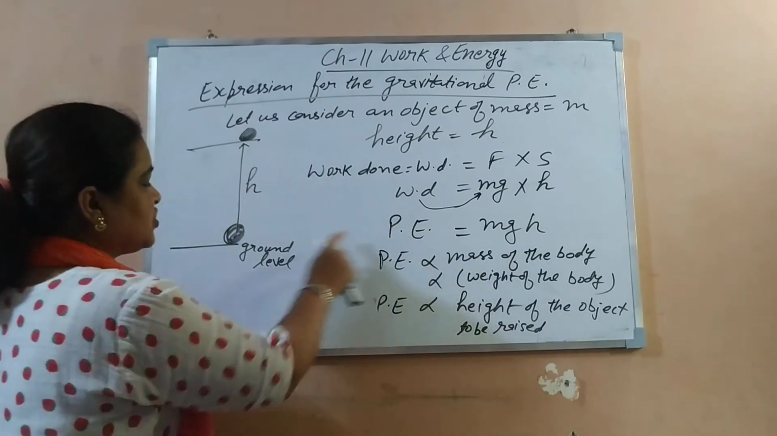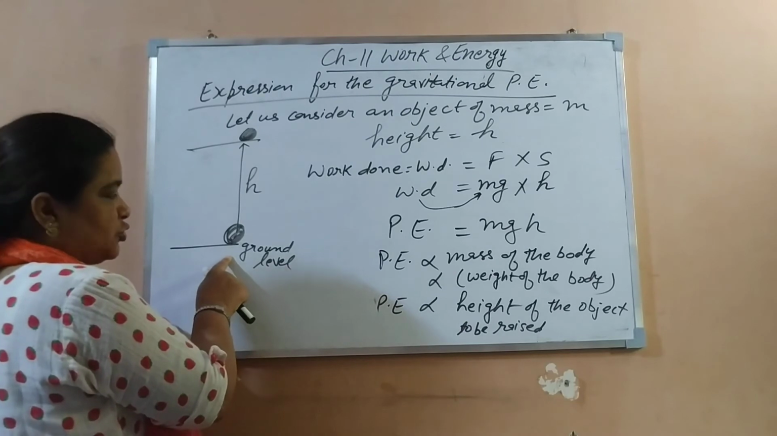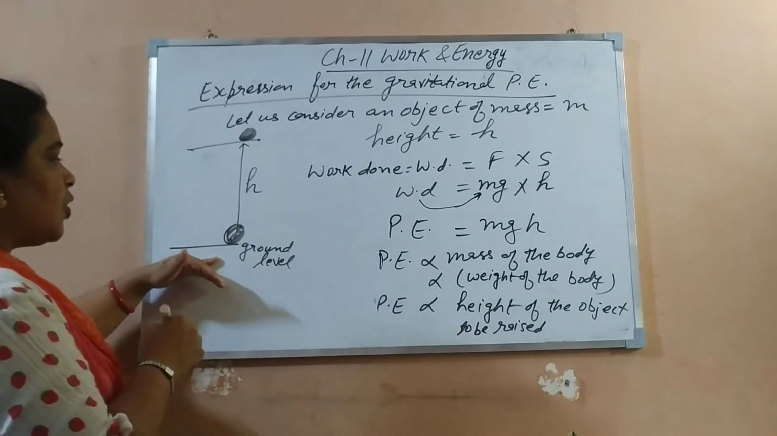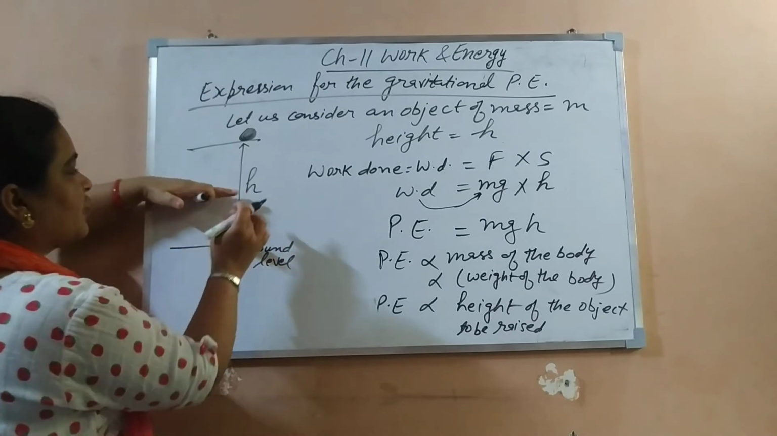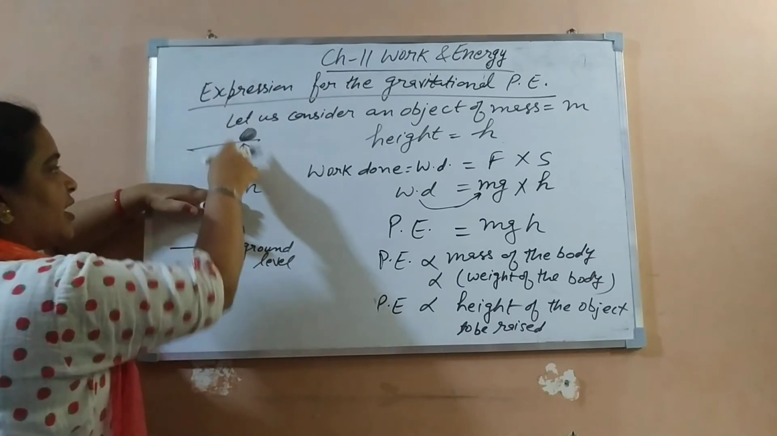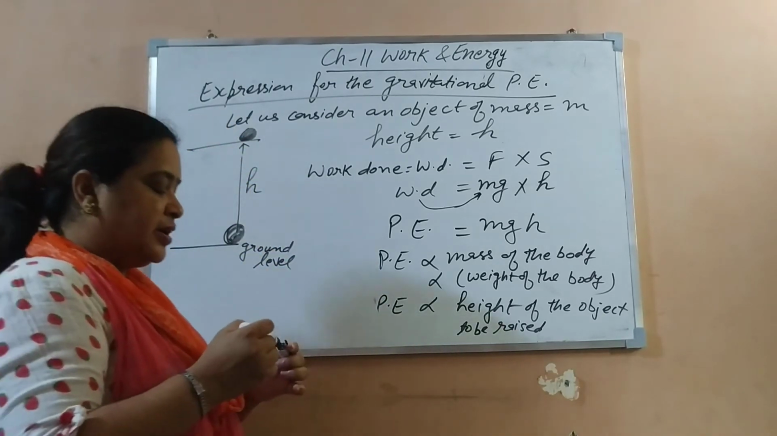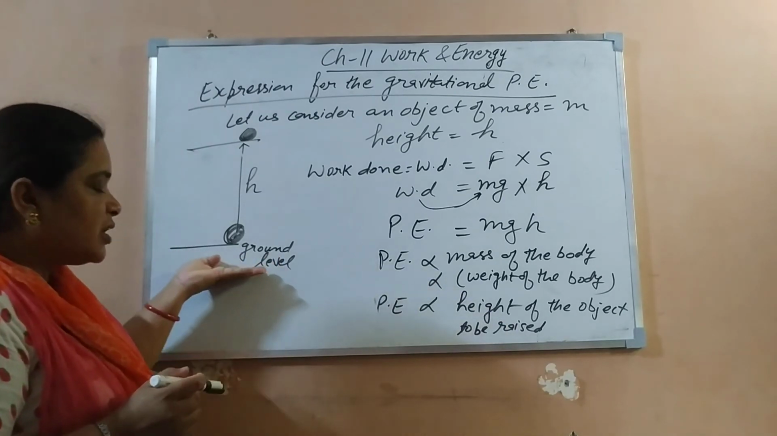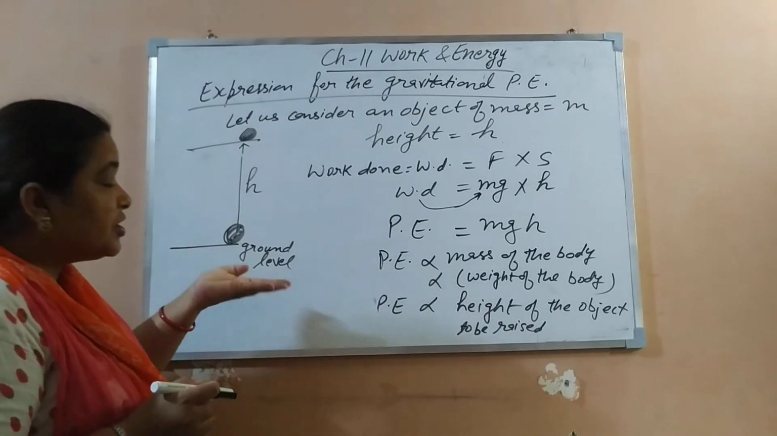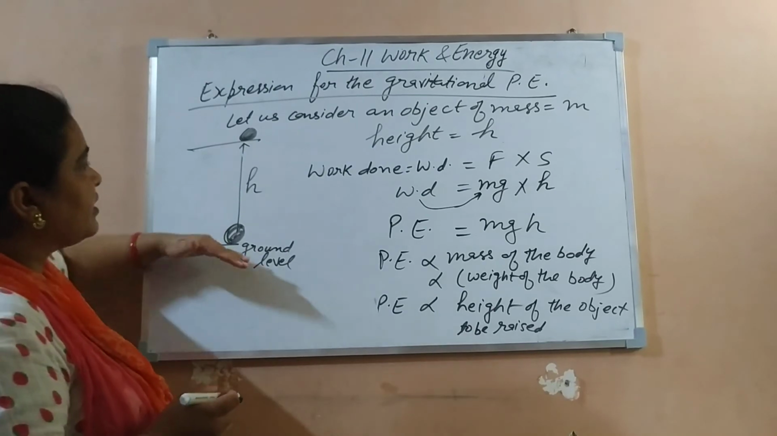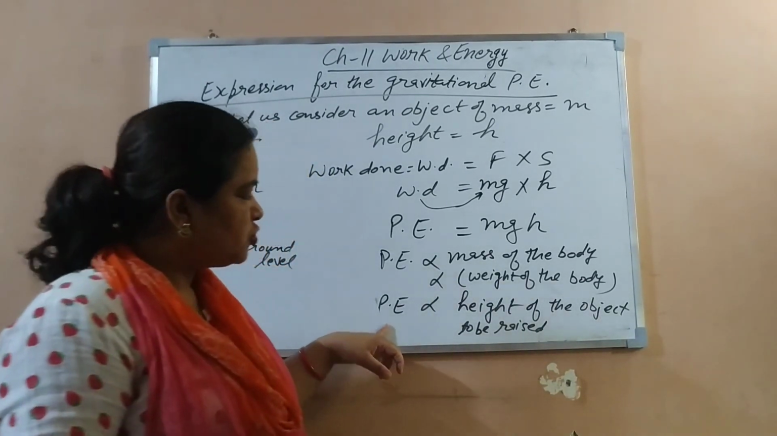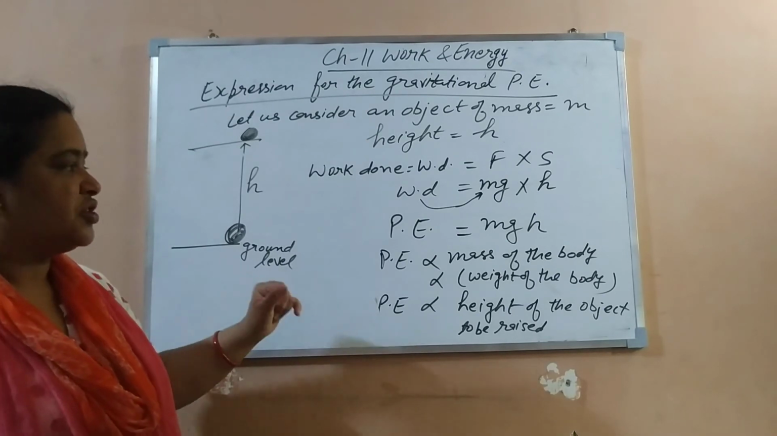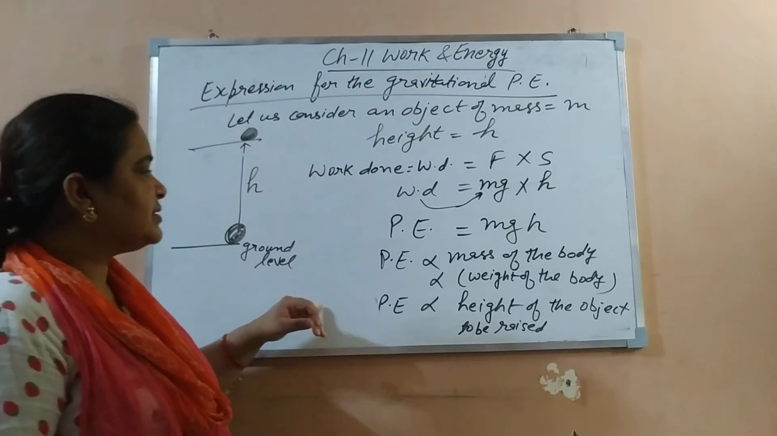Moreover, potential energy depends on the ground level also. If a body is raised from this ground level and another body is raised from another ground level, their potential energies are different. So it depends on the ground level, the origin you are considering, from where you are raising the object. And potential energy SI unit is also joule, because it is an energy.